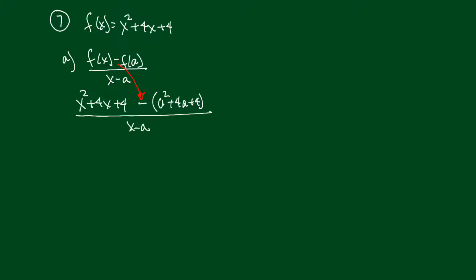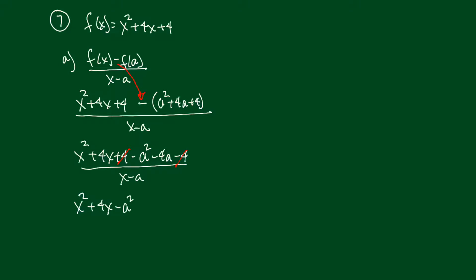All right, now what? Why don't we remove these parentheses? So let's just multiply through. So we'll get x squared plus 4x plus 4 minus a squared minus 4a minus 4 all over x minus a. Now I see something I can do here, right? I got a 4 and a minus 4, so I can at least get rid of that. So if I cancel those 4's there, what are we left with? X squared plus 4x minus a squared minus 4a all over x minus a.